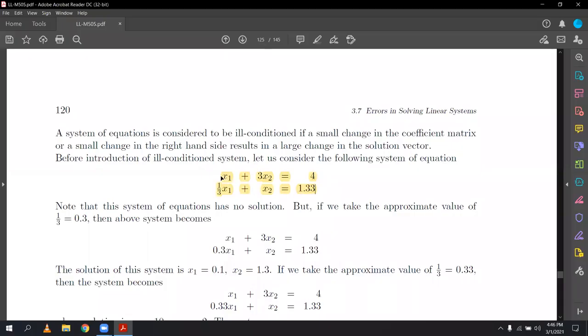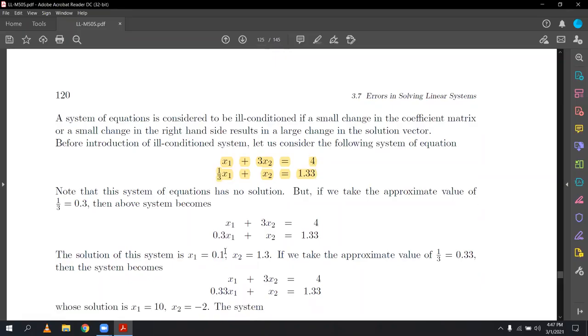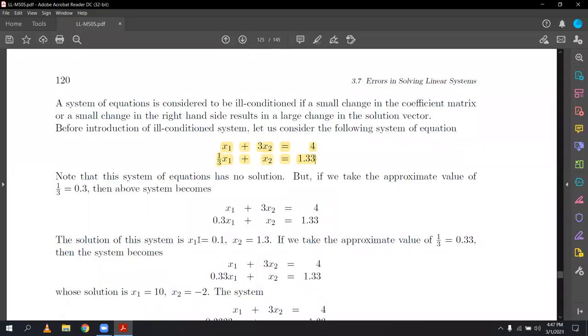Your X, A is what? 1, 1, 3, 3, and 1, and this is your B. And when I solve this system, the system has no solution for this case. But what I did, in place of 1/3, I used 0.3. When I use the 0.3, my solution is this one.